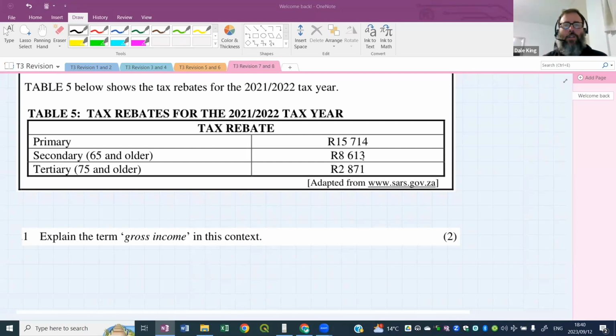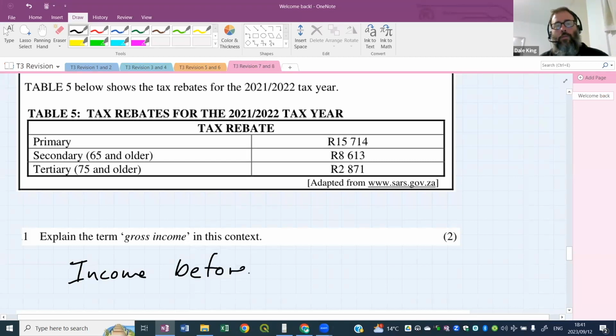So the total amount that you're going to get before anything is taken off, right? So you get this big fat lump sum and you're like, yes, this is how much they said I would get. But no, they cut pieces off of it and they give you what's left. All right, guys, it's coming for you too. All right, so gross income is income before deductions. All right, 2 marks in the bag.